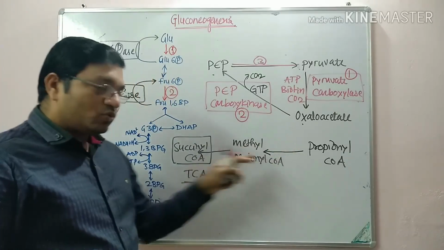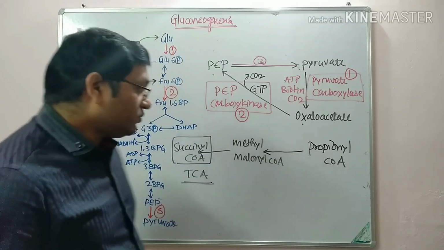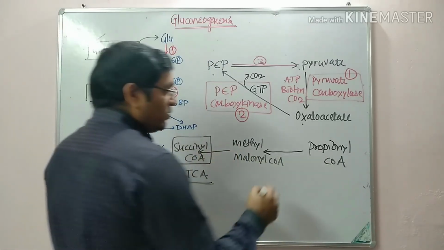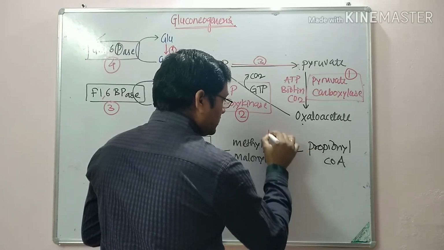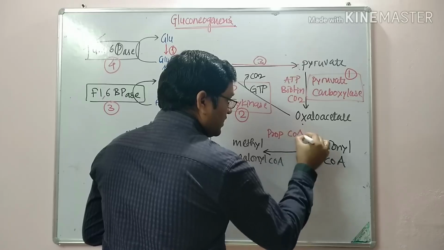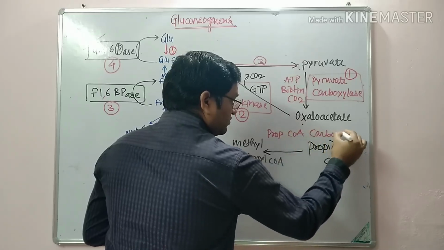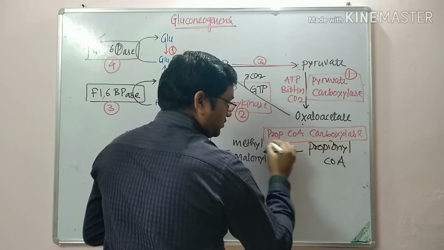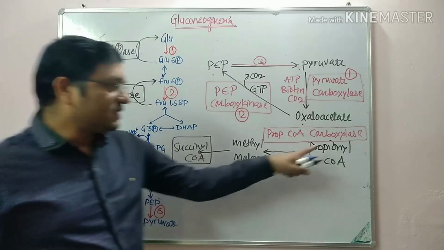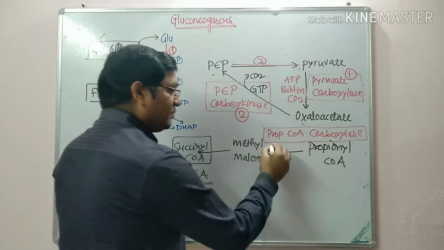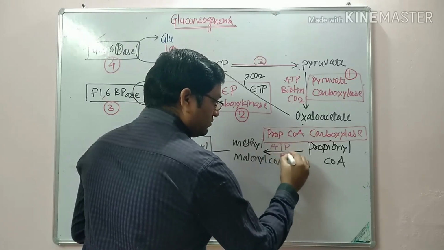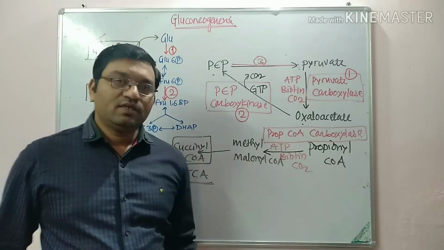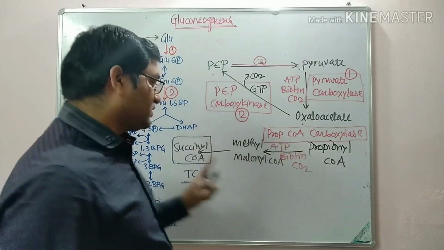These two steps are very important. First, propionyl CoA is converted to methylmalonyl CoA with the help of propionyl CoA carboxylase. This reaction is important as it is a carboxylation reaction. It requires ATP, biotin, and CO2. Biotin-dependent carboxylase is required for the carboxylation reaction.